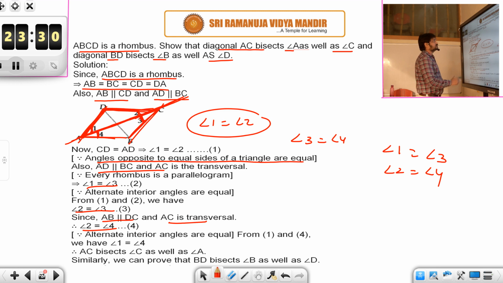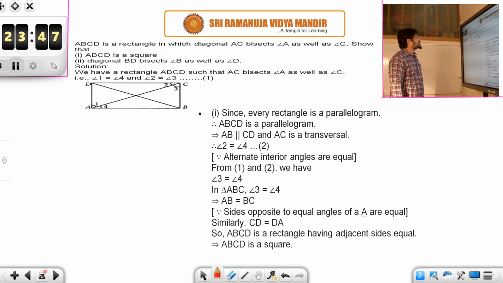So what we need to prove? You need to prove that diagonal AC bisects angle A as well as angle C. Right? So we have proved. Similarly, you could do it for the other diagonal as well. Okay, the proof is similar. So let's look at the next question.